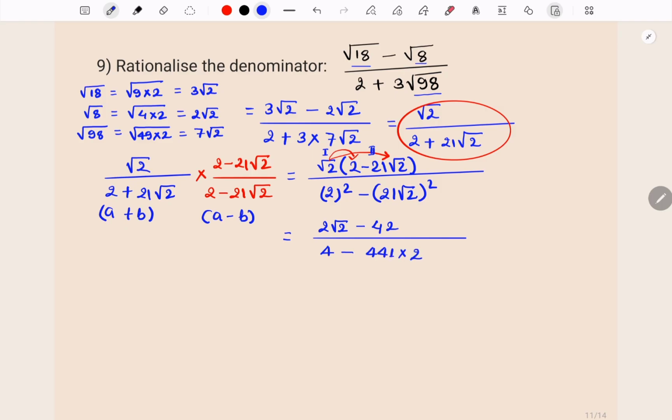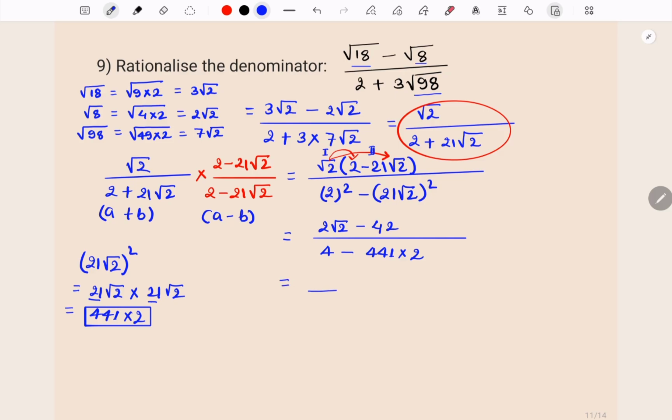441 times 2. If you are not very comfortable solving it mentally, you can also solve it using the simple laws. We have 21 root 2 times 21 root 2. 21 times 21 is 441, and root 2 times root 2 is 2, and that is why I have written it here as 441 times root 2.